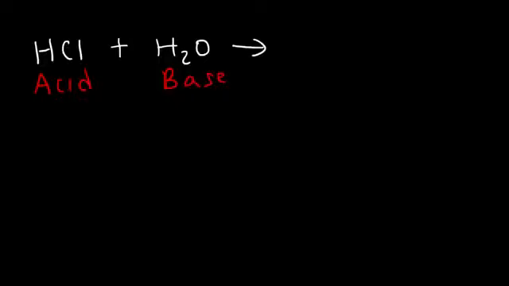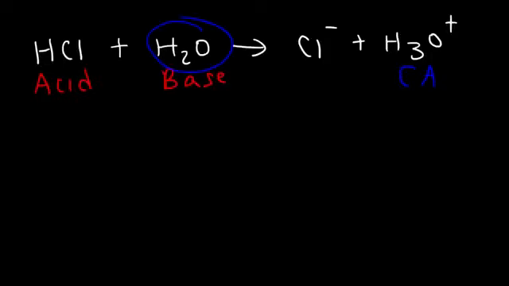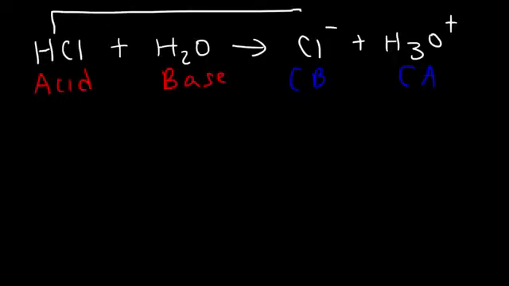The acid is a proton donor, so HCl is going to lose the hydrogen and turn into chloride. The base is a proton acceptor. Water is going to accept the H plus ion, and it's going to convert into the hydronium ion. This is called the conjugate acid because we added a hydrogen to water to make it, and this is the conjugate base because we took away a hydrogen to make it. So the acid always turns into the conjugate base, and the base turns into the conjugate acid in the course of an acid-base reaction.